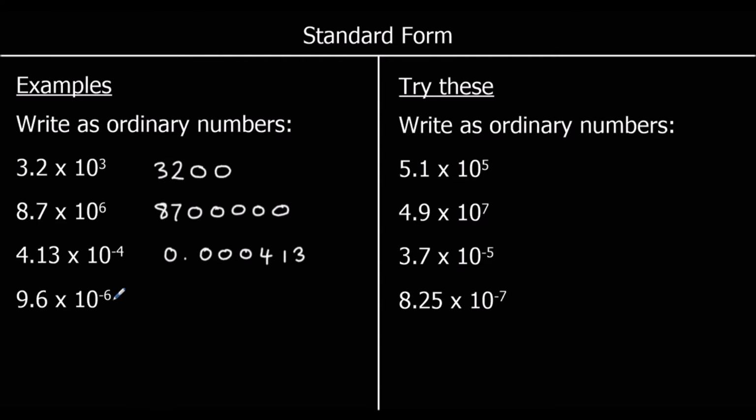So the same thing with the power of negative 6. 9.6 times 10 to the power of negative 6. So 1, 2, 3, 4, 5, 6 zeros, and then the 9 6. So 9.6 divided by 10, 1, 2, 3, 4, 5, 6 times.